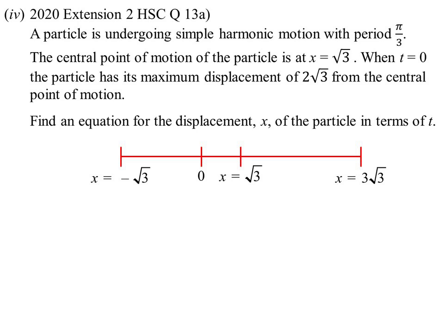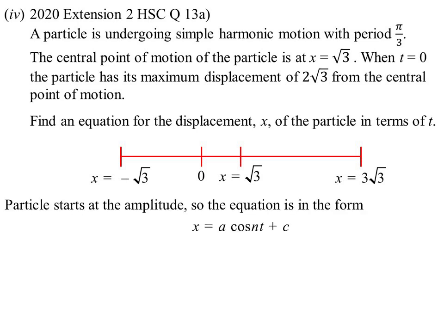Nice thing now in our HSC is that reference sheet. And on the reference sheet, they give us the simple harmonic motion formulas. And we can just quote it and say, look, I know it's going to be of this form: A cos(nt + C). I just got to work out what A is, N is, and C is. And they've given me enough information in this question to get that.